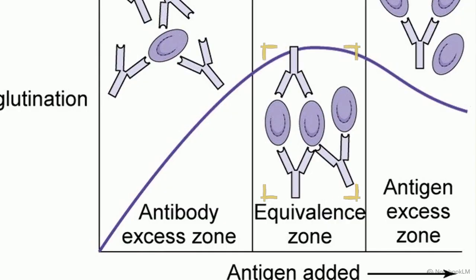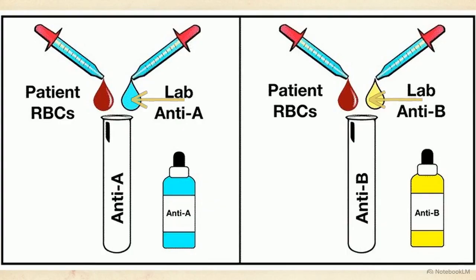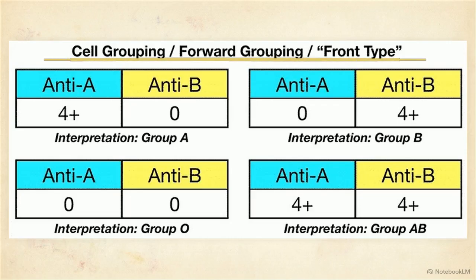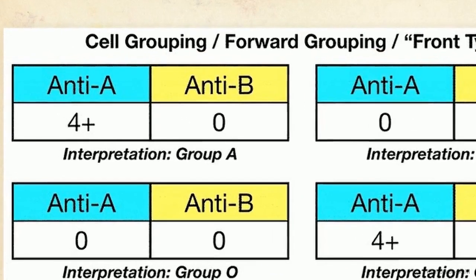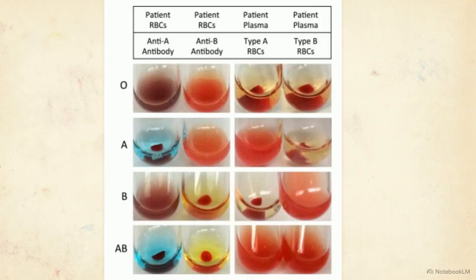As shown in this diagram, the first step of verification is forward grouping. Standardized lab anti-sera, the blue anti-A and yellow anti-B, are dispensed directly into the patient's red blood cell samples. We read this matrix to confirm the presence of antigens. Looking at the upper left quadrant, a severe 4+ agglutination in the anti-A column confirms the patient has group A blood. This is followed by a required secondary verification, reverse grouping.